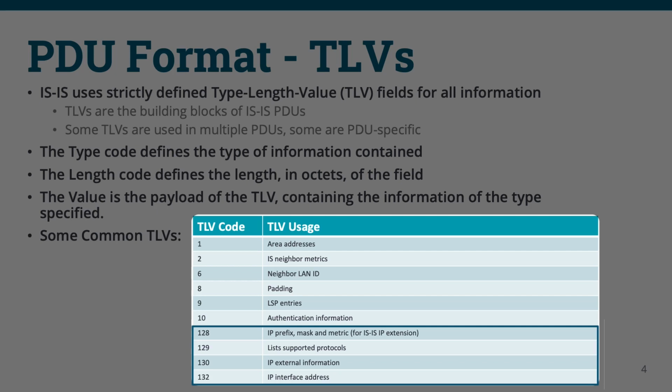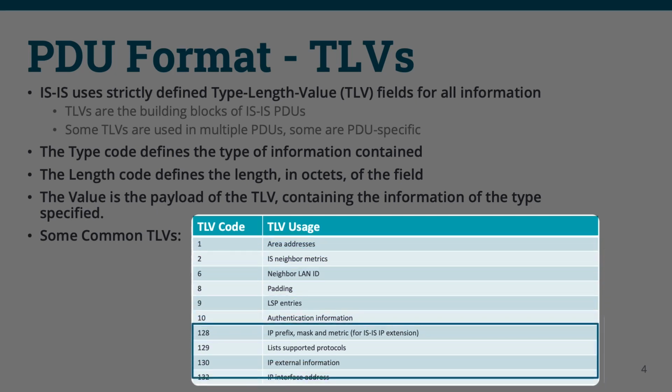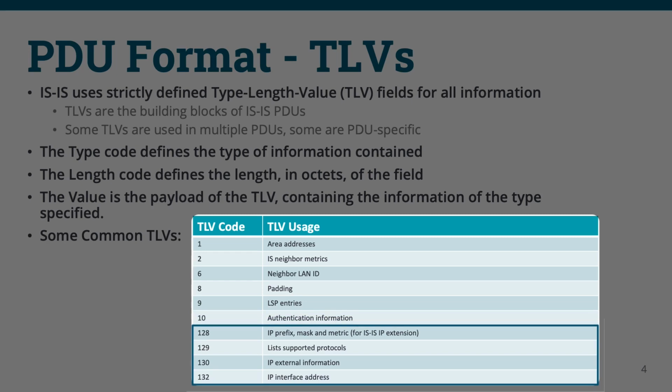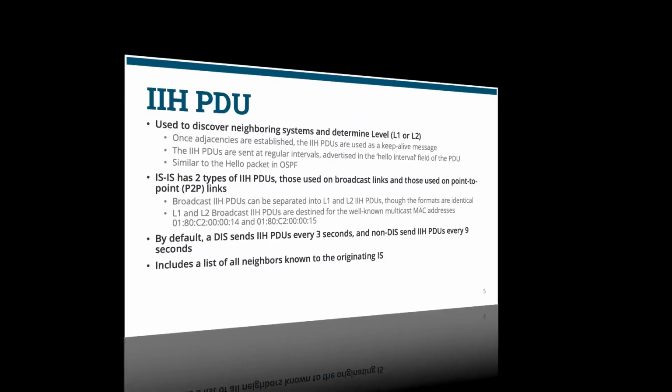When it comes to studying for the exam, I recommend knowing at least the usage for TLV type code 1, 10, and the IPv4 extension type codes down here, as these are likely to appear as a question on your exam. Now that we have a sense of the information that can be contained in a TLV and how they're structured, let's dive deep into each of the PDU types, starting off with the IIH PDU.